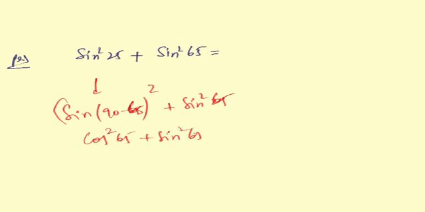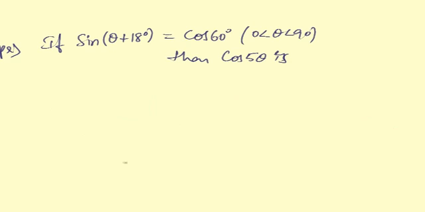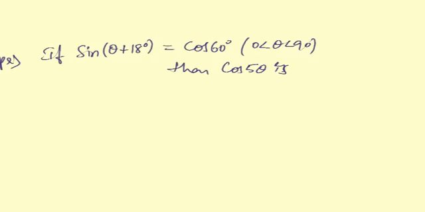In the first class we have seen that sine square theta plus cos square theta is always 1. Sine square same thing and cos square same thing, this is always 1. This is how you solve the problems. And try to go through the next problems if any.